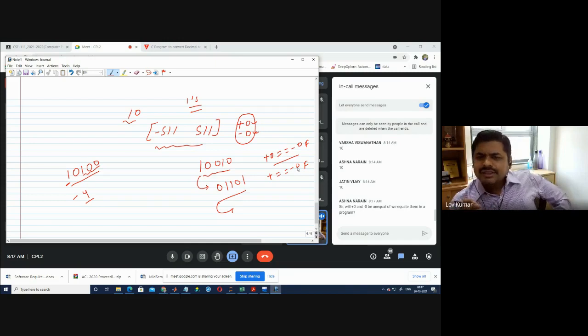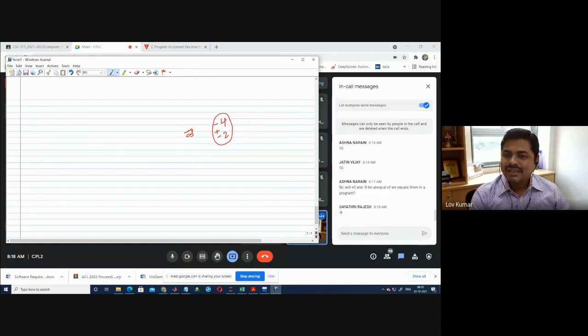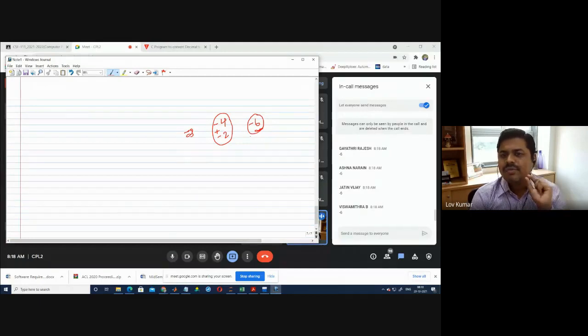Okay. Now here you can see the second problem. We will check whether the addition will work here or not. So now we are going to find minus 4 minus 2. What is the value we get? Minus 6. Now, if minus 6 is your result, what is the minimum number of bits required to write minus 6 in 1s complement?